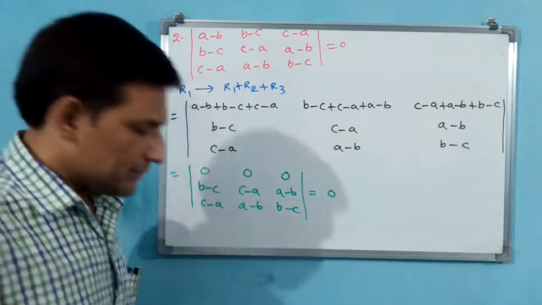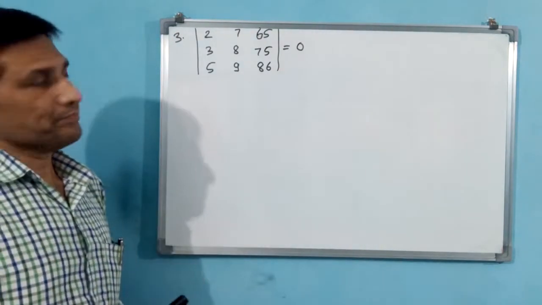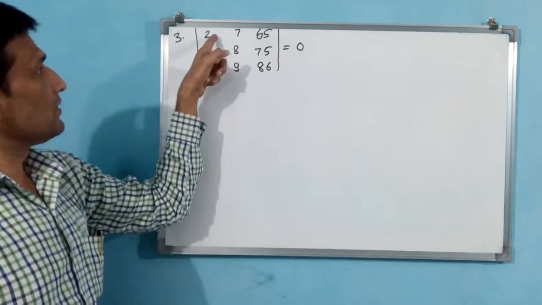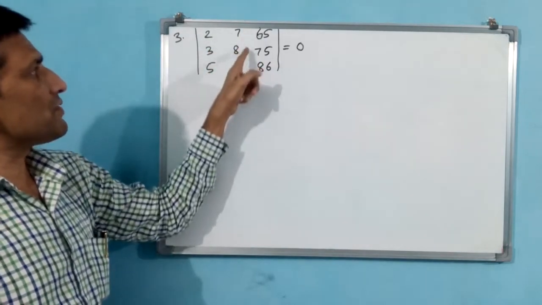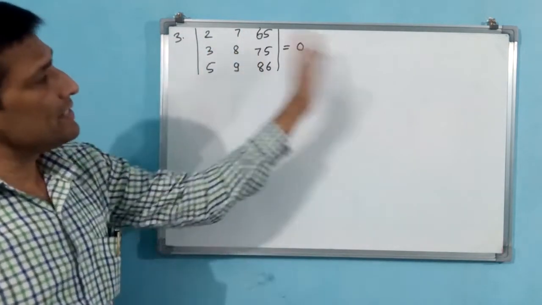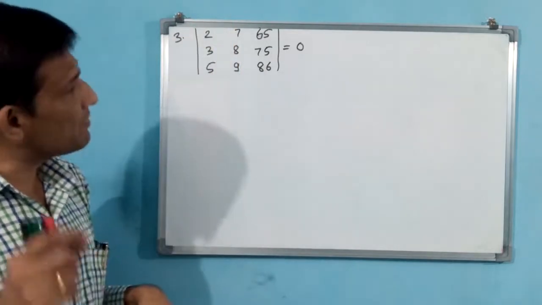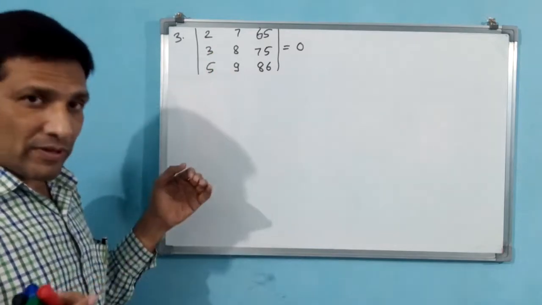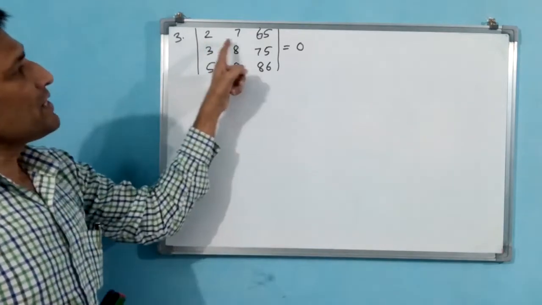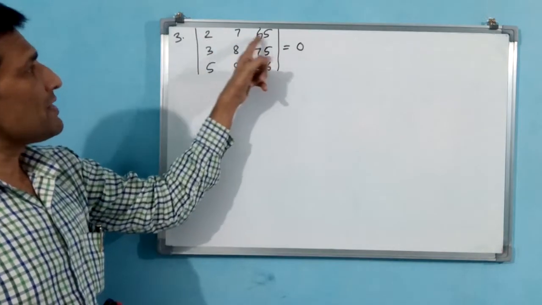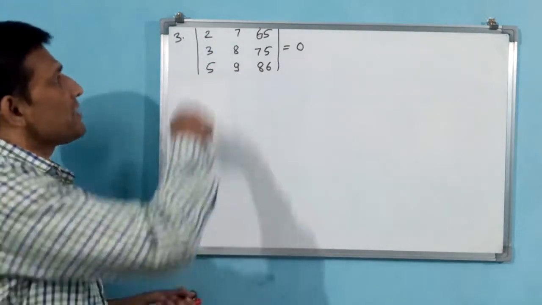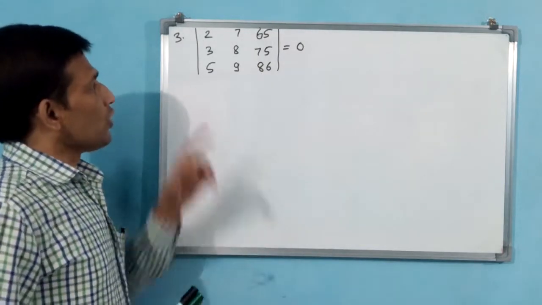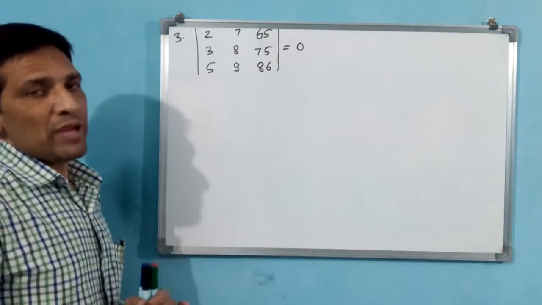Let us go for the third question. See the third question. This determinant also we have to prove as 0, but you see what they have written: 2, 3, 5, 7, 8, 9, 65, 75, 86. Why have I read column rather than row? Because see, the column is identical a little bit. You see 2, 3, 5, the change is less. If you go to the right side, in our row 2, 7, 65, the difference is much. That is why I am reading 2, 3, 5, 7, 8, 9, 65, 75, 86. This is logical. Now you have to make this 0. How can you make this 0?